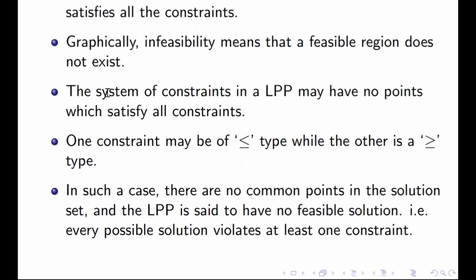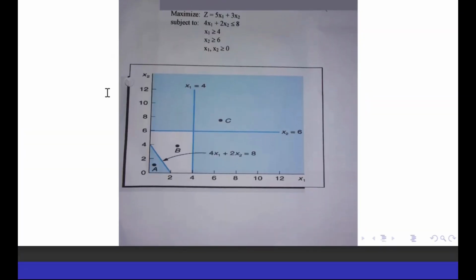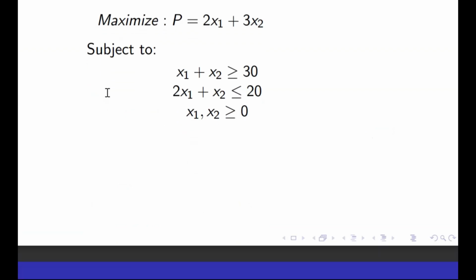An LP is infeasible if there is no solution to the LPP that satisfies all the constraints. Graphically, infeasibility means that a feasible region does not exist. The system of constraints in an LPP may have no points which satisfy all constraints. One constraint may be of less than or equal to type, while the other is a greater than or equal to type. In such a case, there is no common point in the solution set. Here, we can clearly see that. We have another problem. P equal to 2x1 plus 3x2, subject to the following.